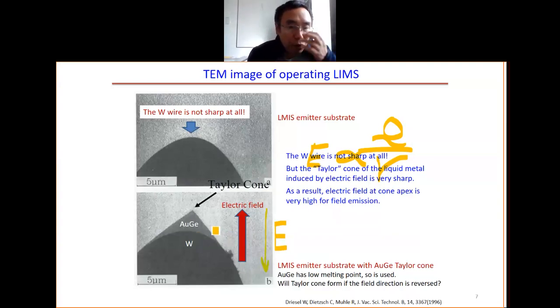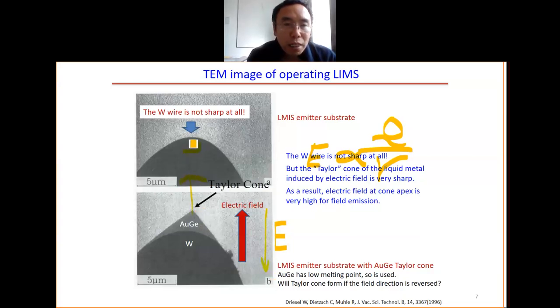As long as you have the electrical field, the liquid will be stretched. So you will also form the Taylor cone. But you will not have the gold or germanium ions. So what will you have? We have the field along this direction. So what will come out?